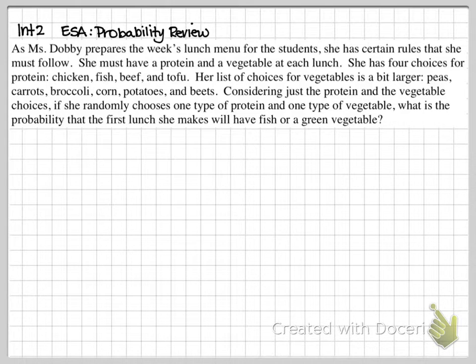Okay, Integrated 2, this is the probability review, which is really just more practice problems for you to do and then check your work against mine. So here's the first question. I'm going to go ahead and pause, work it out. I recommend that you pause and then check your work against mine.